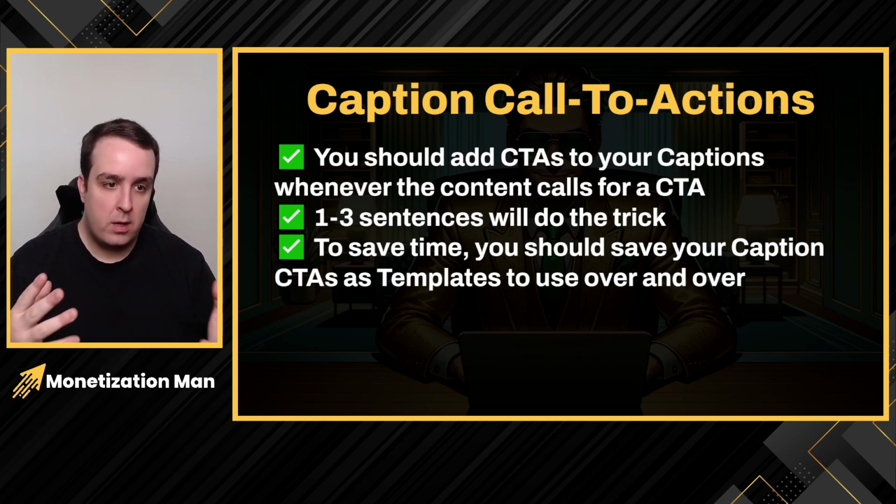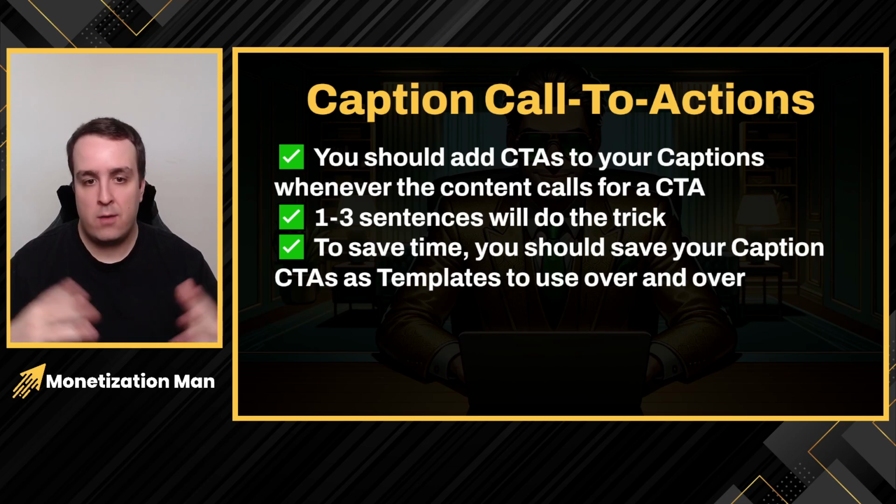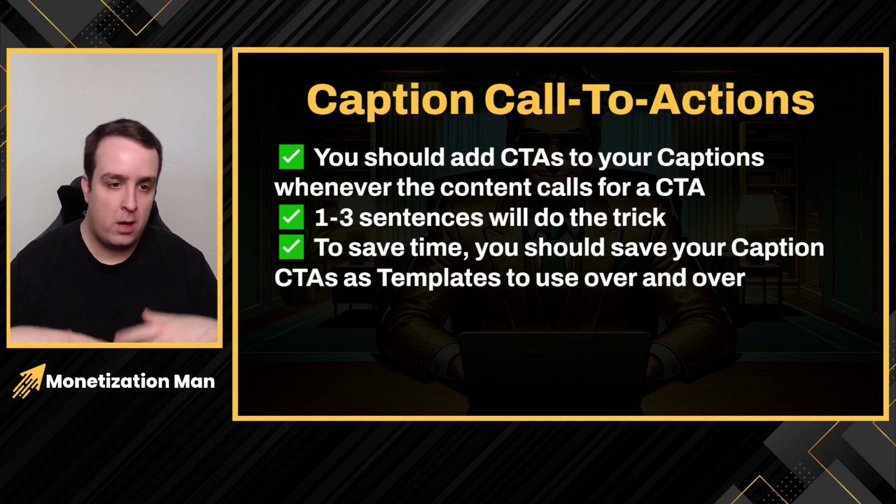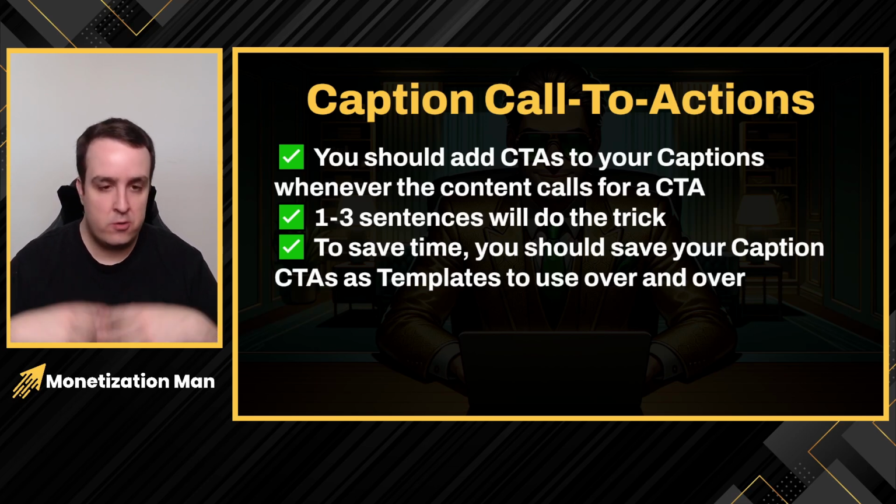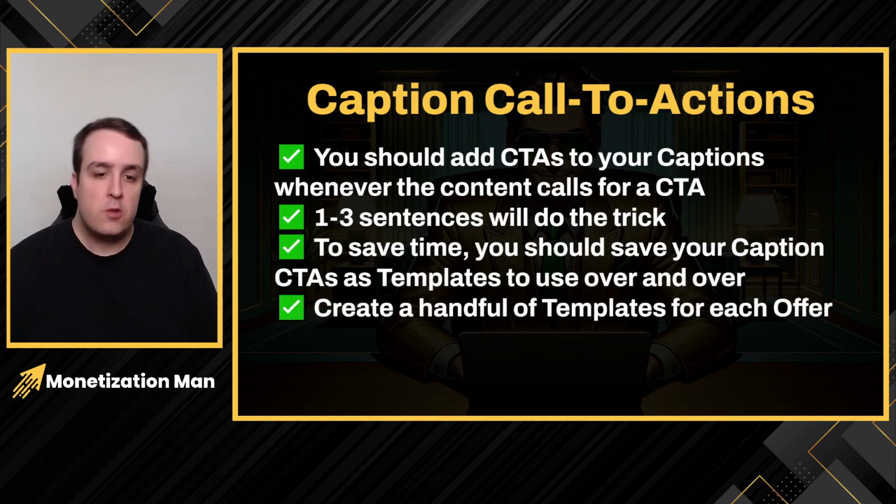That way you're not getting filtered out by the duplicate content filters or the spam filters, what have you, and you're saving time because you're not having to rewrite a new call to action with every single post that you make. You should also create a handful of templates for each offer. Again, if you have 2 to 3 offers, you want to create 20 to 30 call to action templates for each one of those offers.